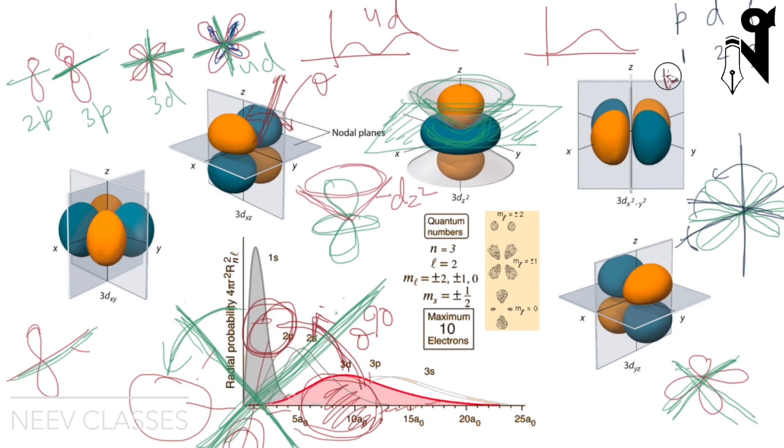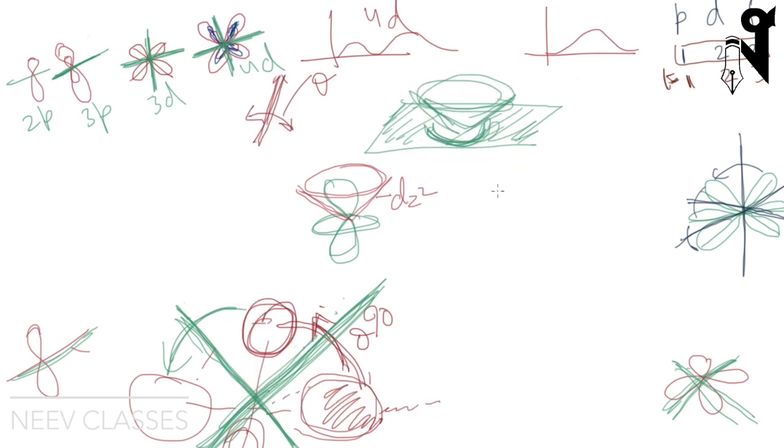L is equal to 1 for P, for D we say L is equal to 2, for F we say L is equal to 3. So what are we seeing? That the number of nodal planes, the angular nodes, is equal to the angular momentum quantum number, which is L. So angular nodes is equal to L. So what we have is a very simple formula.